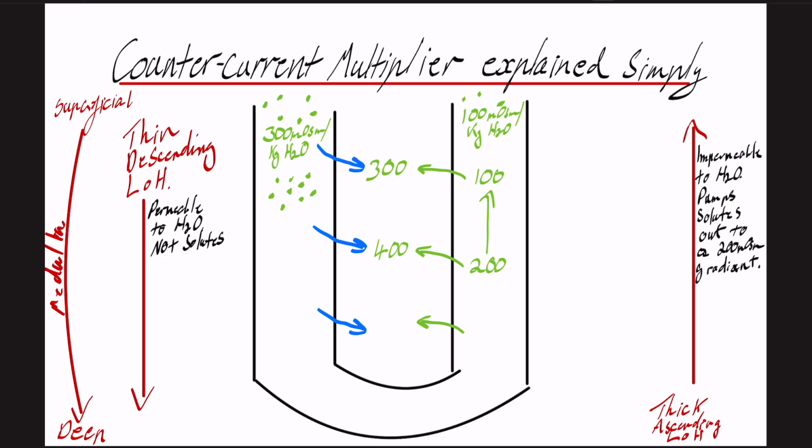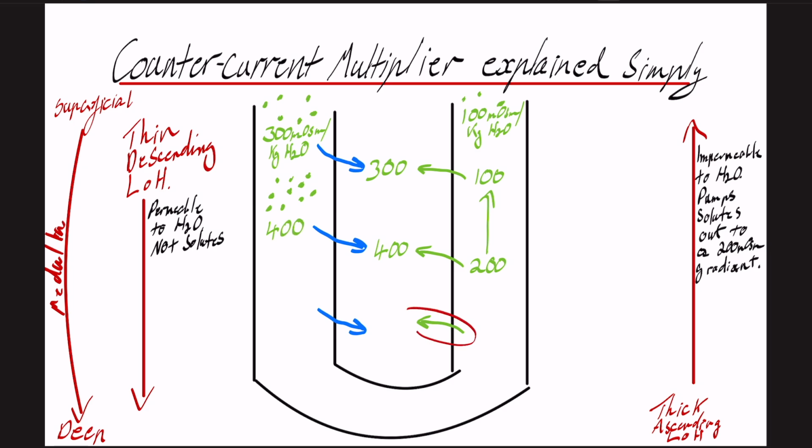So now that 300 in the thin descending limb of the loop of Henle will travel down, and water will leave to match the interstitial gradient. As you can see here, water leaving. And the concentration within the thin descending limb as we go deeper into the medulla will match the interstitial gradient. So it becomes 400.